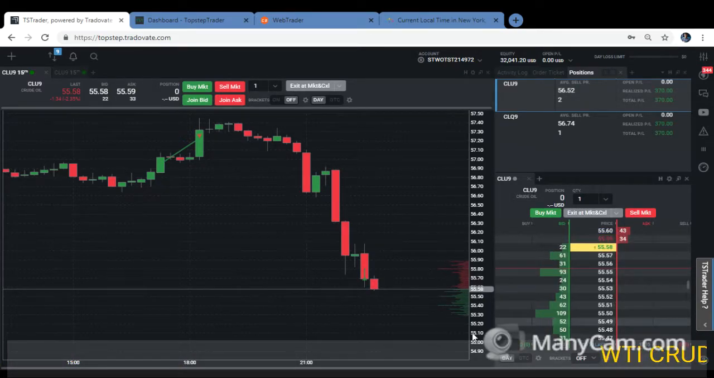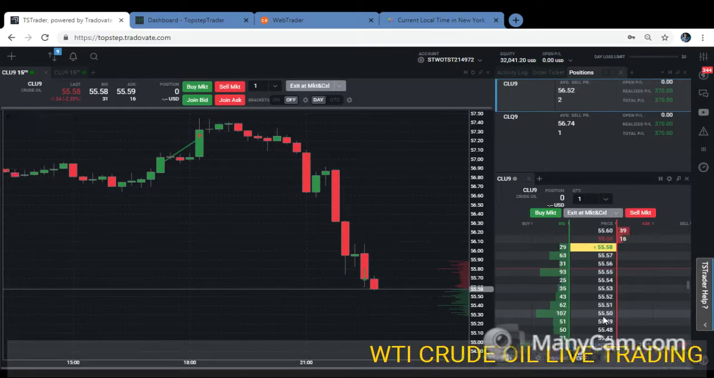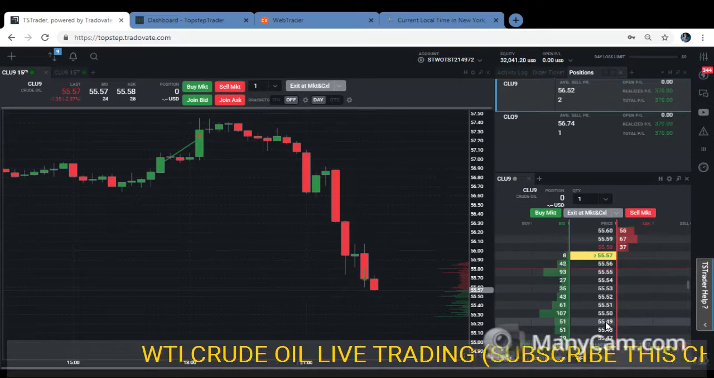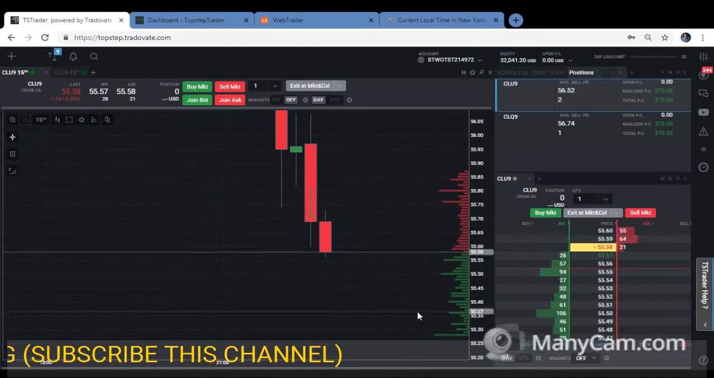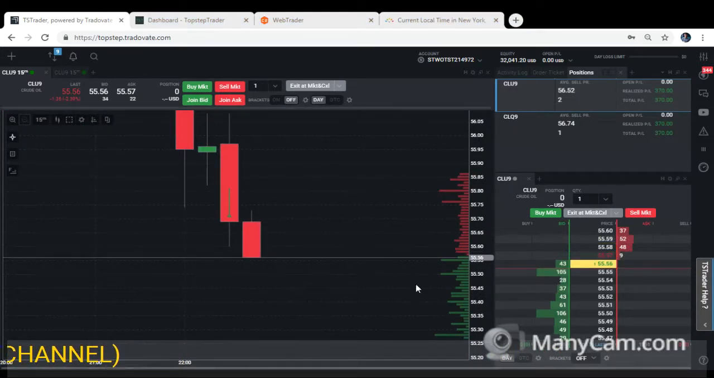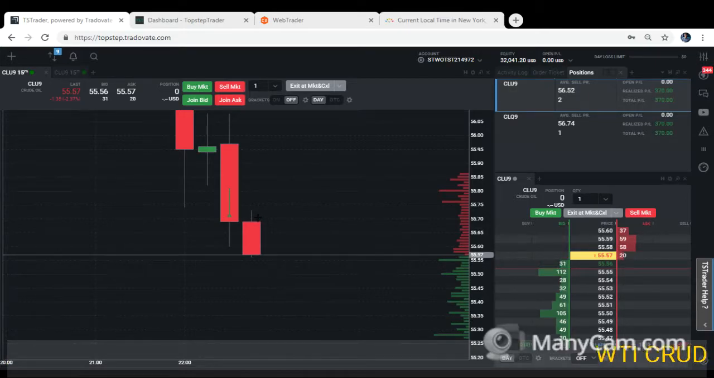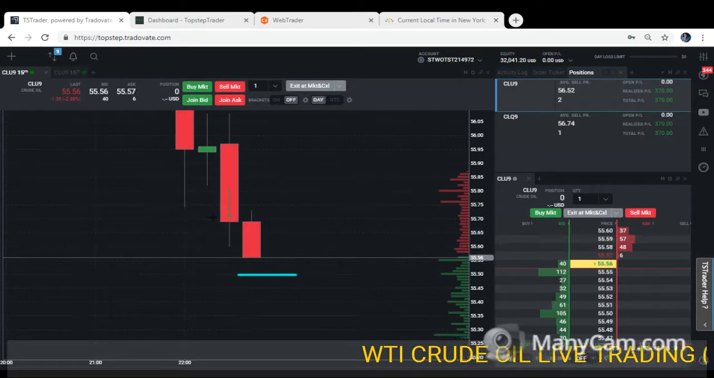So we are almost there, not far, around 90 to reach this 55.49. So let me enlarge it so you can see. This is my target earlier, somewhere here.